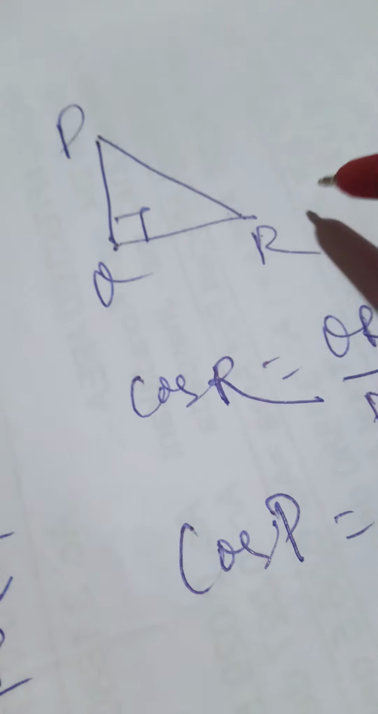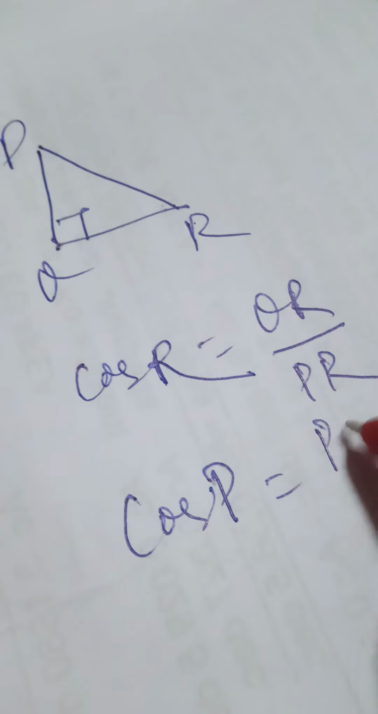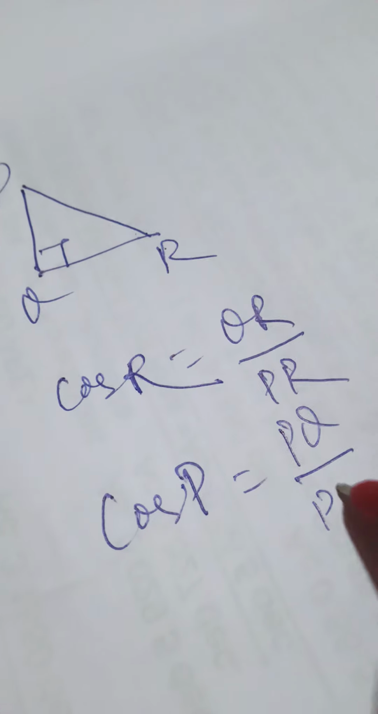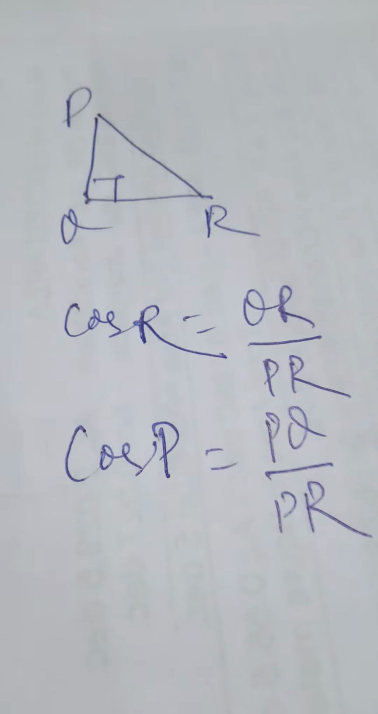But if this is the concerned angle, which one do we take as base? The side which is adjacent to this angle will be PQ, so this is the base, and the hypotenuse is PR. So PQ divided by PR will be cos P. For cos P, PQ is the base and PR is the hypotenuse, so PQ divided by PR.